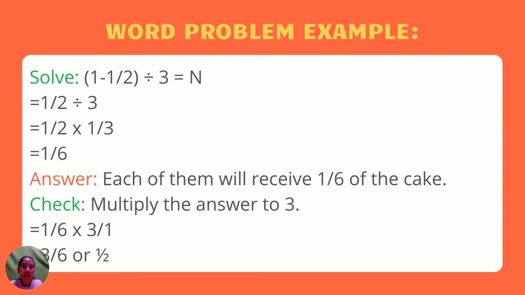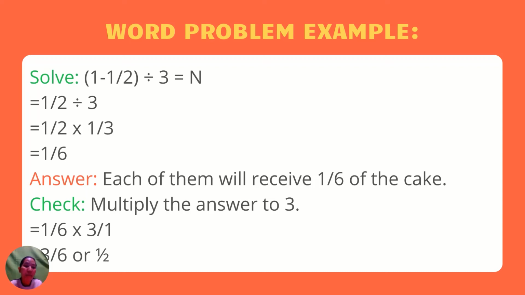We have to multiply the answer to 3, just like what we did earlier in the previous example. So, 1/6 times 3. Since 3 is a whole number, we put it over 1 to make it a fraction. Okay? So, 1 times 3 is equal to 3. 6 times 1 is equal to 6.